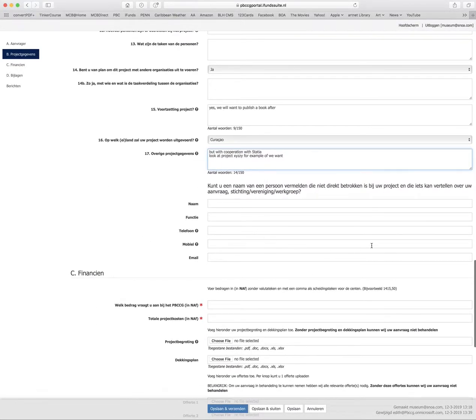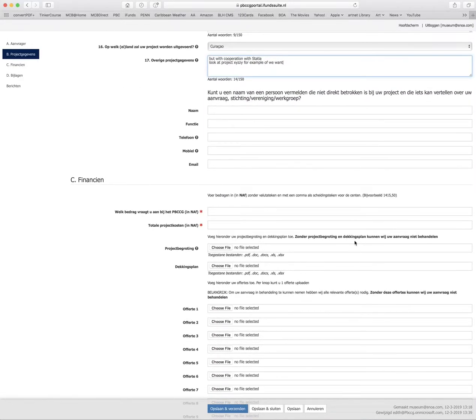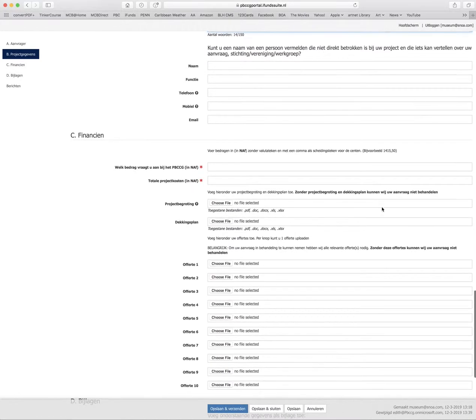In this area, we're asking you, what can you tell us? Is there anybody that can vouch for you? Is there anybody you can put down as a reference? We don't always call that person, but when we have certain question marks about a project, about a new group that's applying to us, or something of that kind, we will consult this person, and we want to be able to consult someone who will tell us a little bit about you as an organization, but does not necessarily have anything to do with the project.